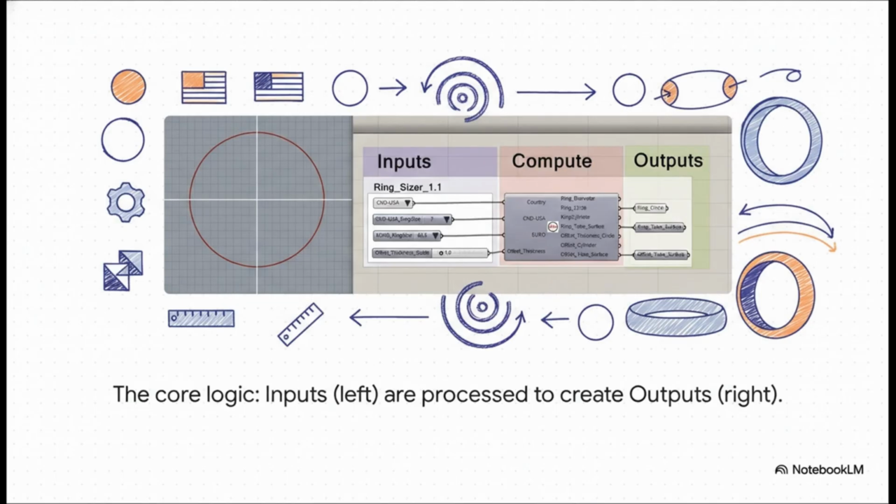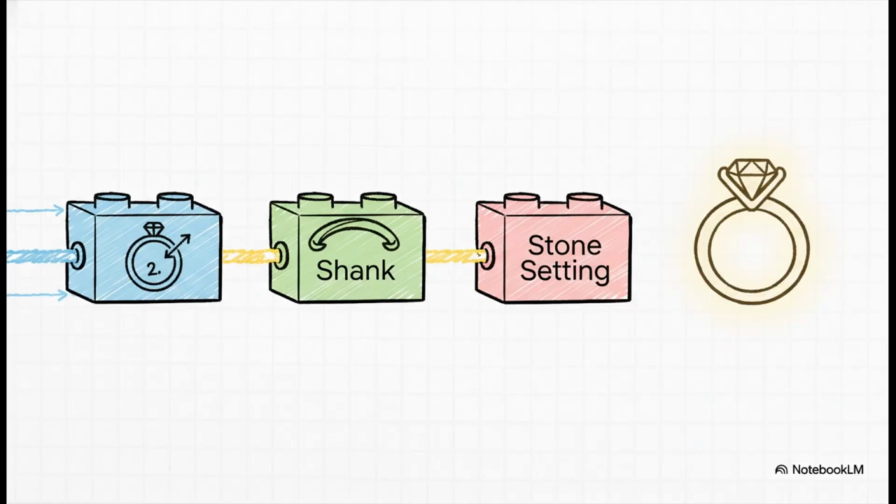See how the logic just flows from left to right? On the far left, you have your inputs, things like which country's sizing system to use and the actual ring size you want. The compute engine in the middle does all the hard math. And then on the right, you get your outputs, a perfect circle for the ring, a tube surface, and other geometry you can use. Okay, but this is where the real magic happens.